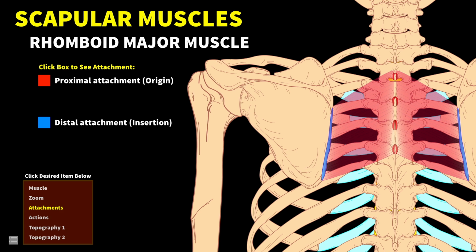Let's try it. Note the skeletal landmarks marked with red. What are these bony landmarks? Think about it and try to describe it. Be as precise as possible. Let's check and see how you did. These red landmarks form what we call the proximal attachment, or origin of the muscle. Now try to determine the insertion of the muscle.